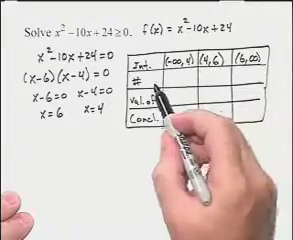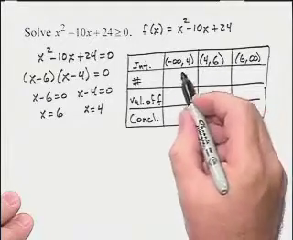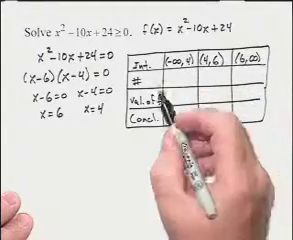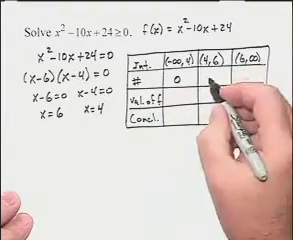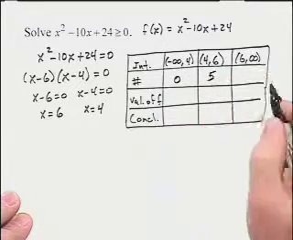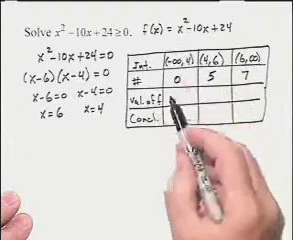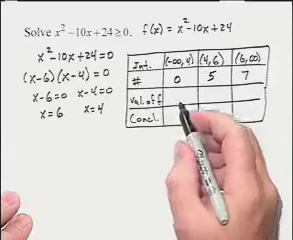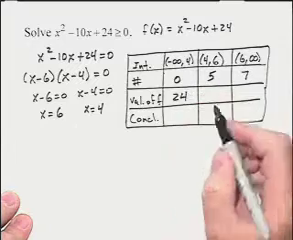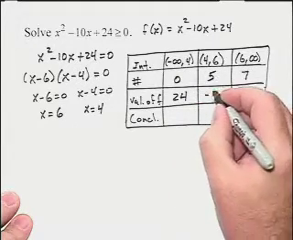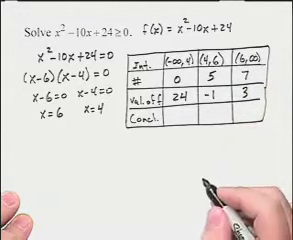We pick a test value in each of these intervals. We can pick any value in the interval, but it helps to pick one that's an integer and something close to the boundary so that it doesn't get too big. In this first interval, we're going to pick 0. That's a nice number to work with. The next interval, we're going to pick 5. And in the third interval, we're going to pick 7. We evaluate our function f of x at each of these values. In the first interval, when x is 0, the function is equal to 24. In our second interval, when x is 5, the function is negative 1. And in the third interval, when x is 7, the function is equal to 3.